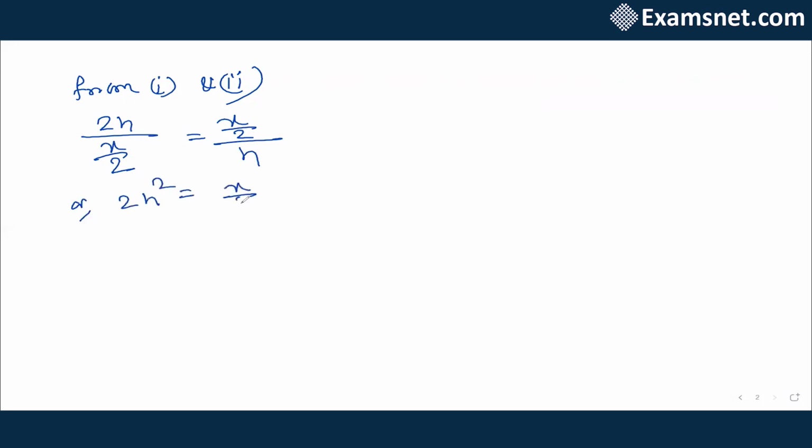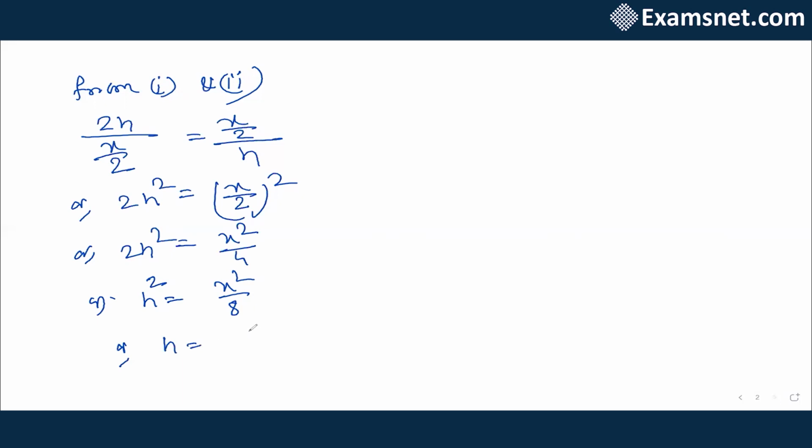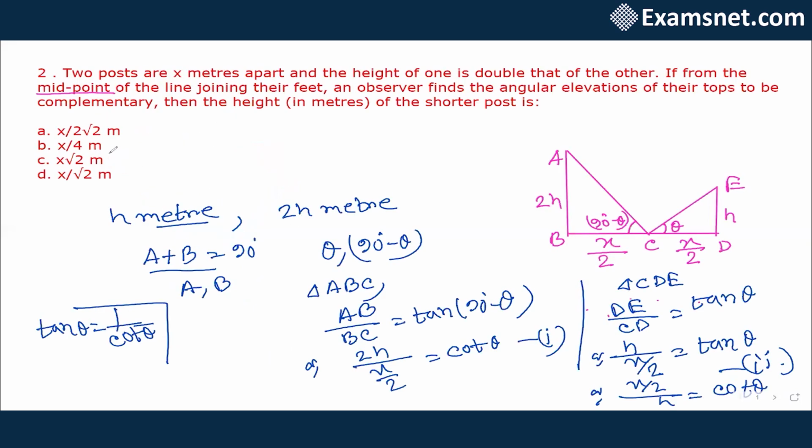2h square equals x by 2 whole square, that means 2h square equals x square by 4. And here we are required to find the value of h, that means h square equals x square by 8. That will give us the value of h, x by 2 root 2 meter. That means the correct option is option A, x by 2 root 2 meter. That is the height for the shorter post. Okay.